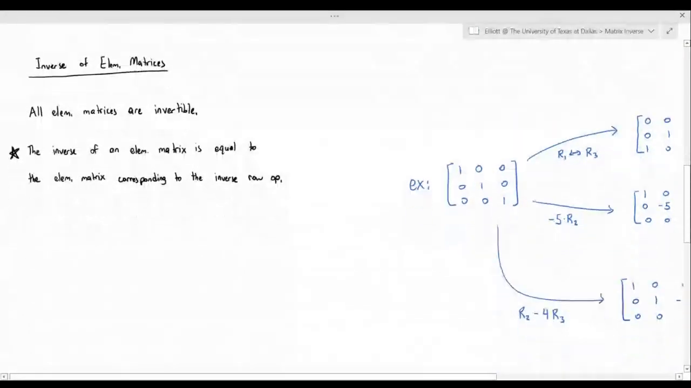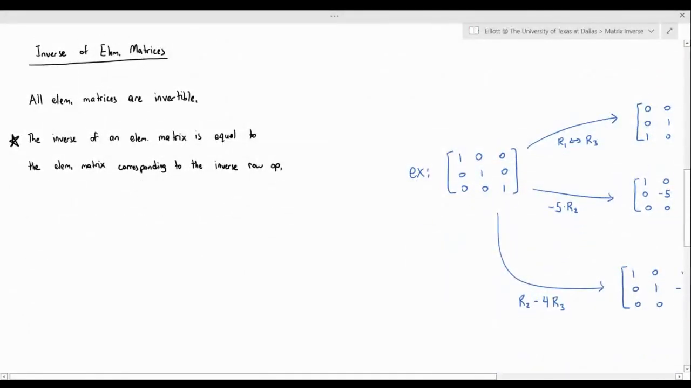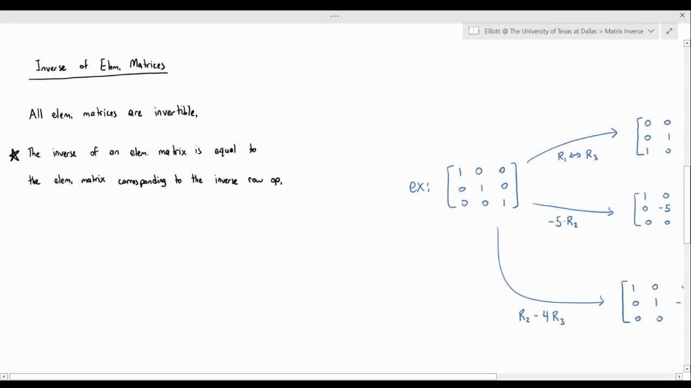I also wanted to cover another special case right now, which is the inverse of an elementary matrix. Every elementary matrix is invertible. Here I've written down one of the most noteworthy properties of the inverse of an elementary matrix, which is that the inverse of an elementary matrix will be equal to the elementary matrix corresponding to the inverse row operation. Okay.